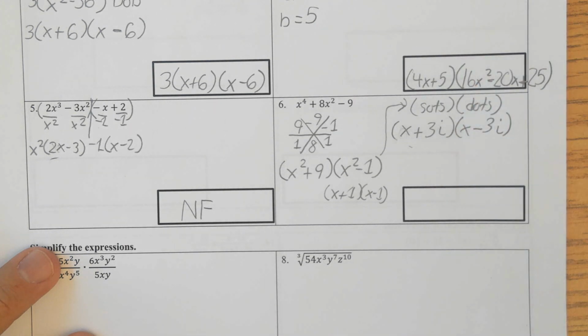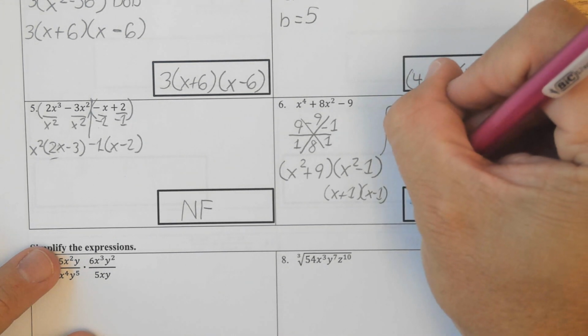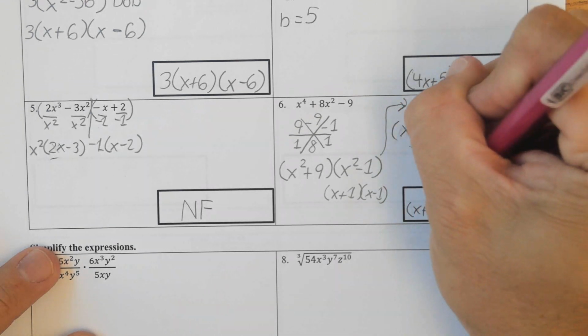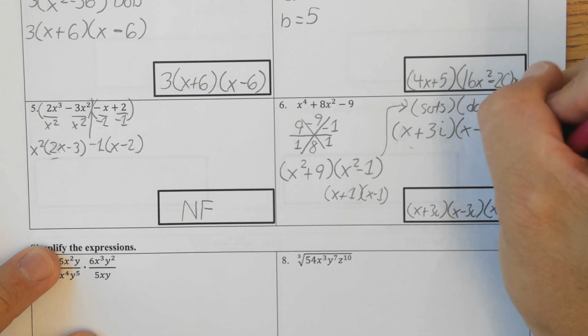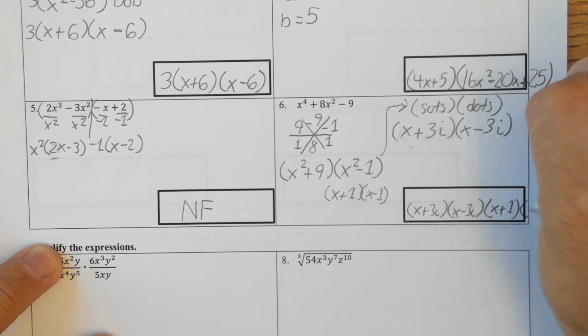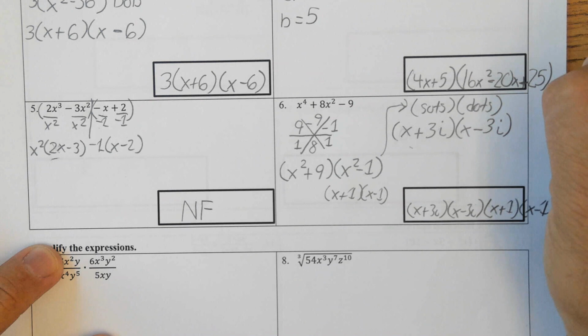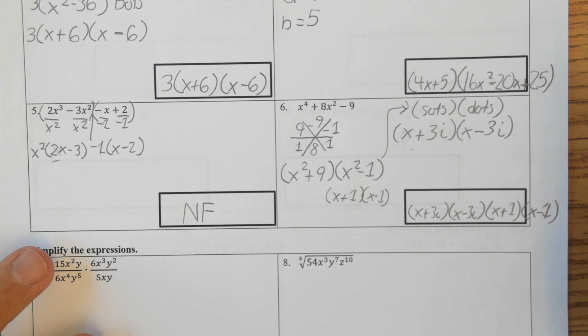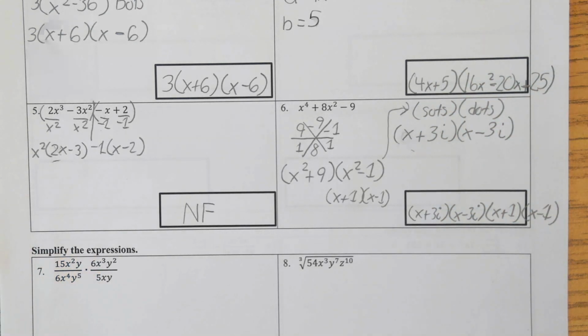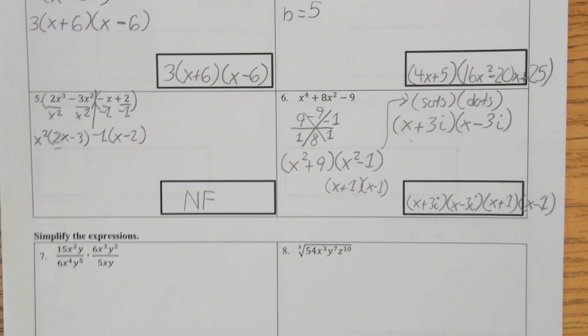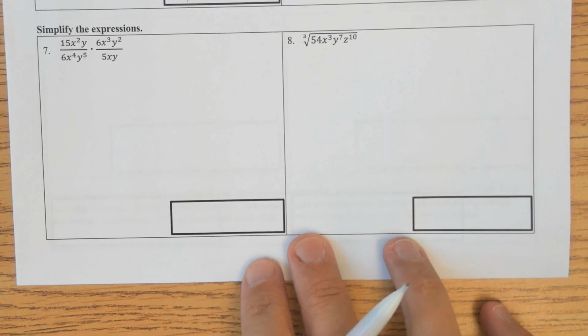So then it's going to be hard to write this all in the box here, but your final answer is going to be x plus 3i, x minus 3i, times x plus 1 times x minus 1. Okay, and recall, sum of squares always yield i's. All right, that's it for the just factoring session. So now we're going to go ahead and simplify.